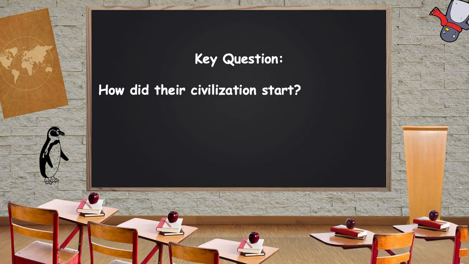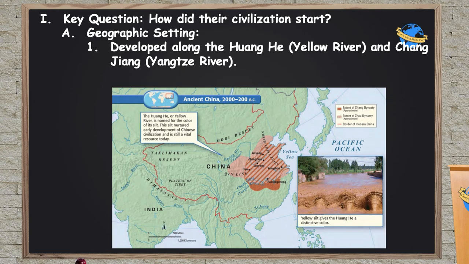First question, how did their civilizations start? Where did they come from? So geographically, as I just mentioned, the civilization starts between two main river valleys. So again, we're seeing that common theme in these early civilizations of people settling along fertile river valleys. Again, in this case, it's the Yellow River and the Yangtze River down here. So right in between these two.